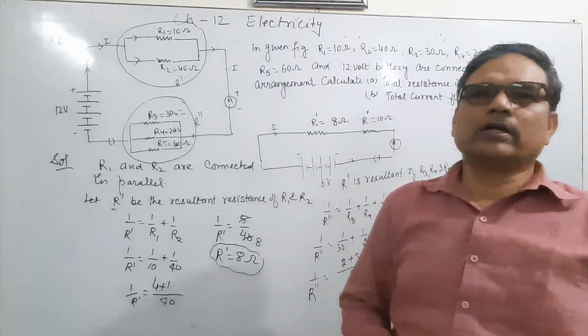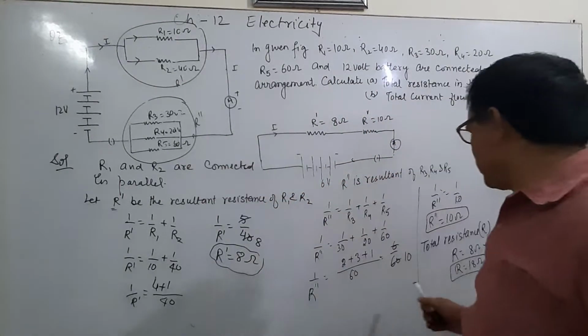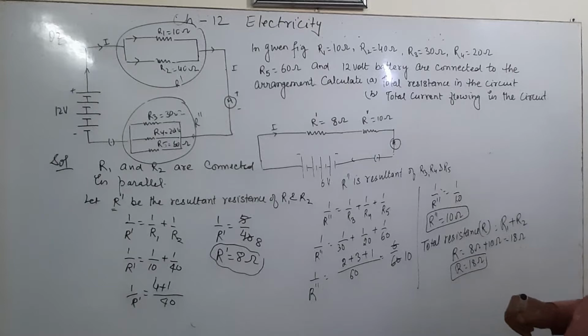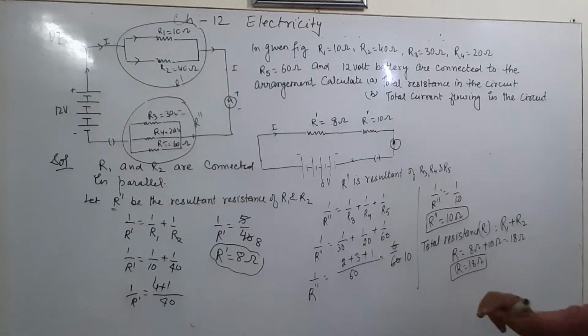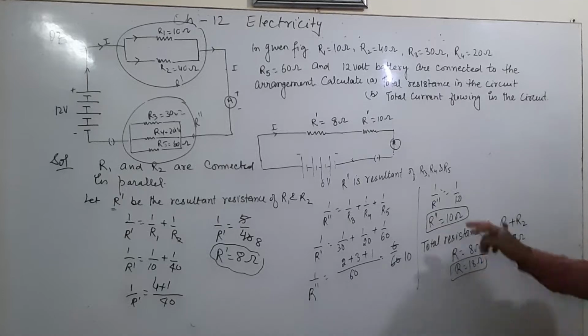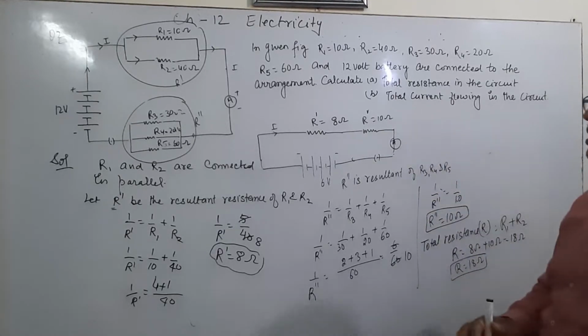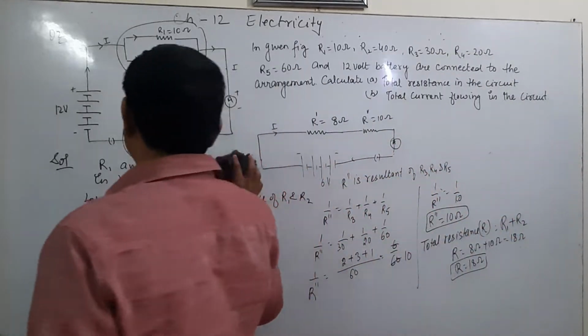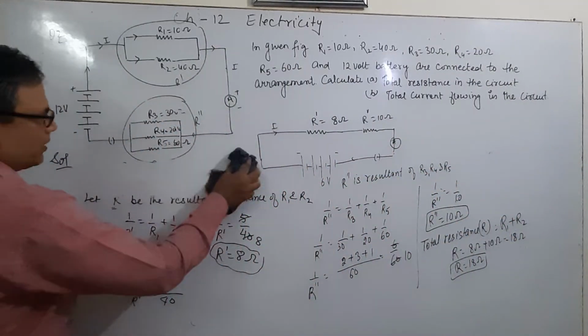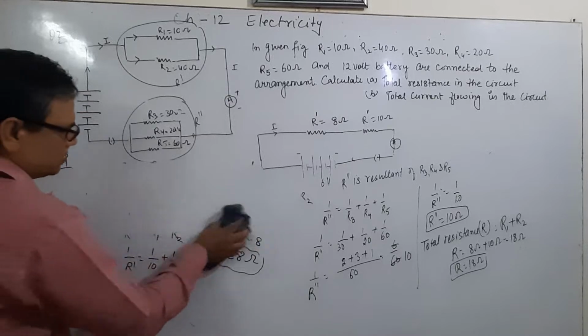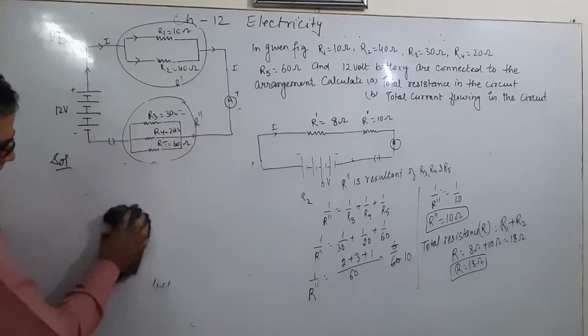That means the total current... sorry, total resistance. First part, sorry, total resistance is 18. And now what we have to find out? The current flowing in the circuit. According to what do we find the current? Ohm's law. What is Ohm's law? V is equal to IR.